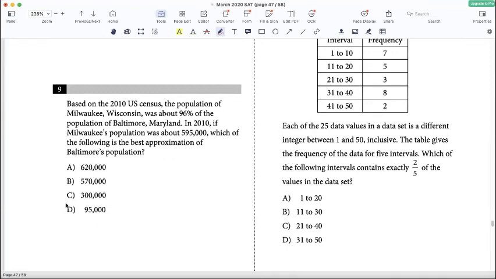Based on the 2010 US Census, the population of Milwaukee was about 96% of the population of Baltimore. In 2010, if Milwaukee's population was about 595,000, which of the following is the approximate population of Baltimore? Okay, so 96 by 100 is 595,000 divided by X, where X is Baltimore. So obviously X has to be greater than 595,000, and the only value greater than 595,000 is option A.